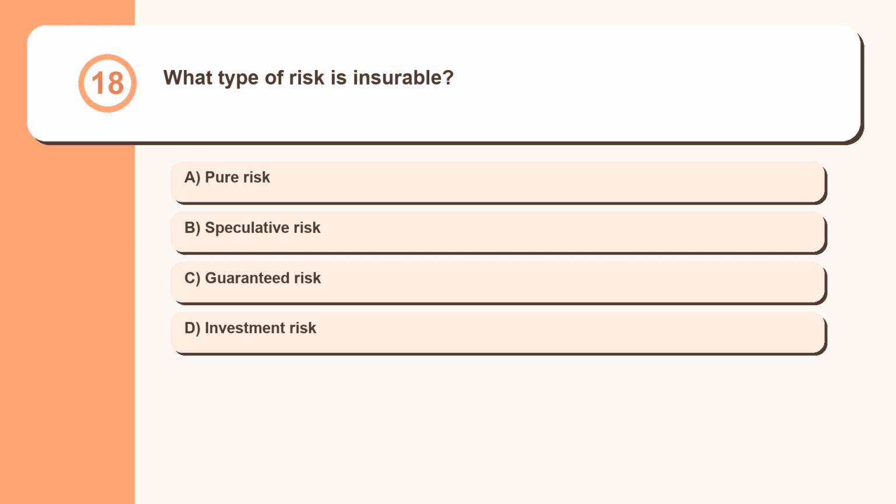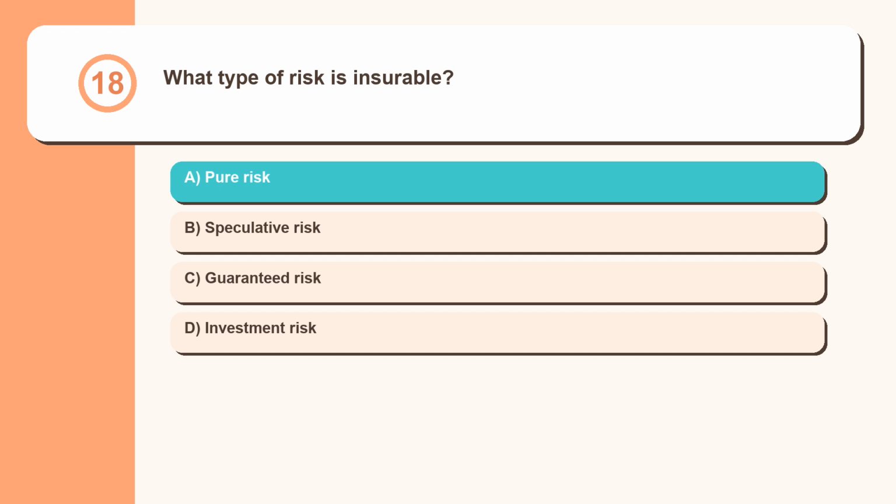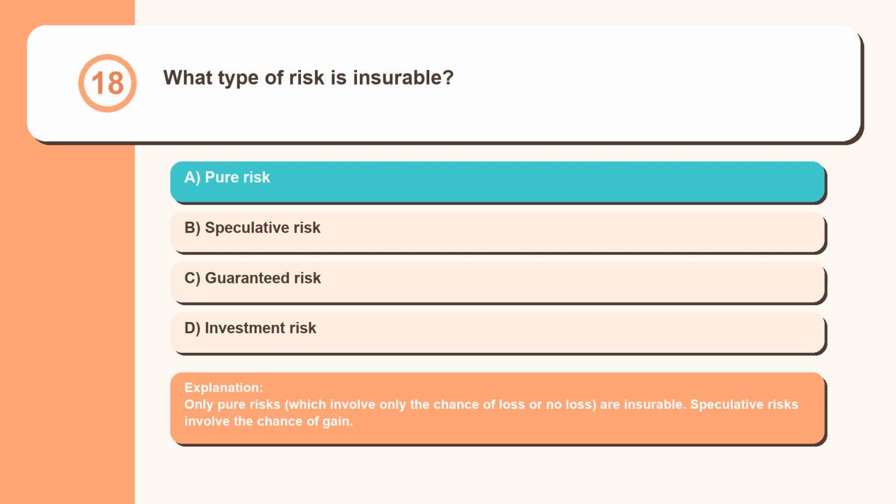Question 18. What type of risk is insurable? Pure risk, speculative risk, guaranteed risk, investment risk. Only pure risks, which involve only the chance of loss or no loss, are insurable. Speculative risks involve the chance of gain.